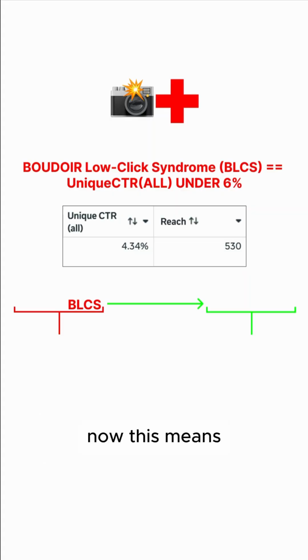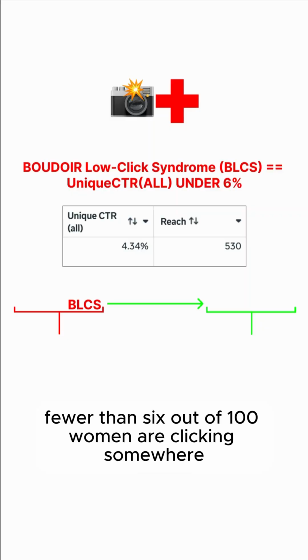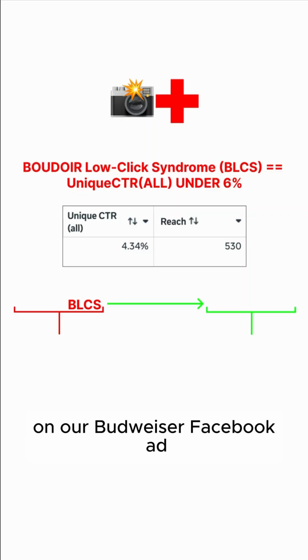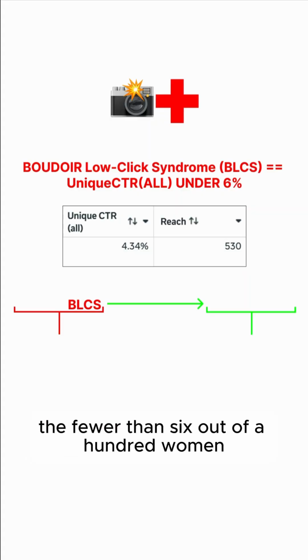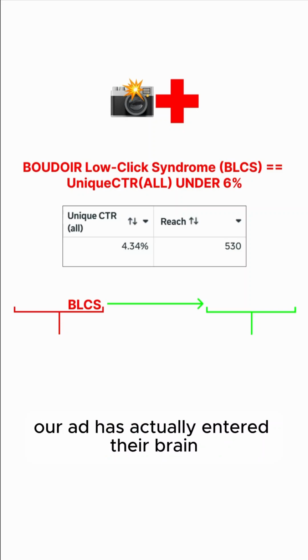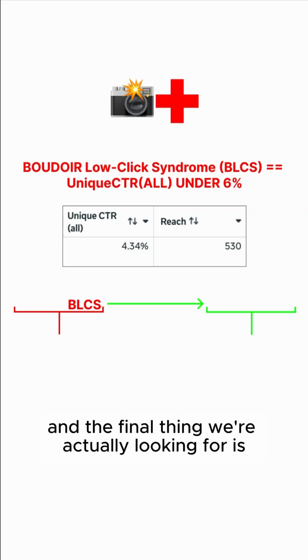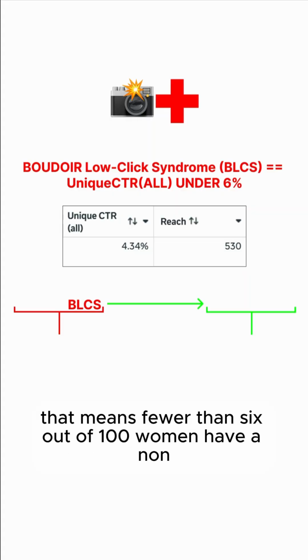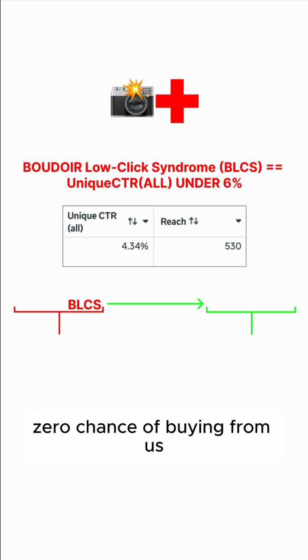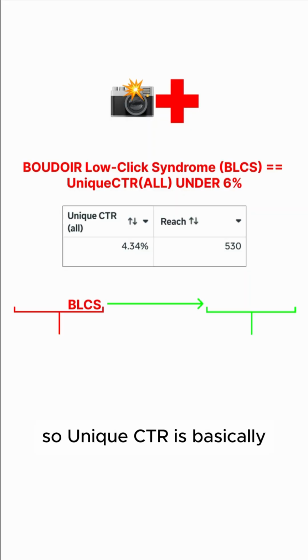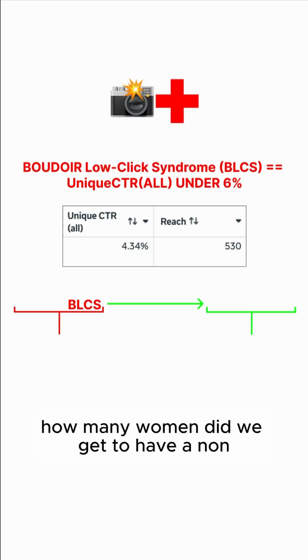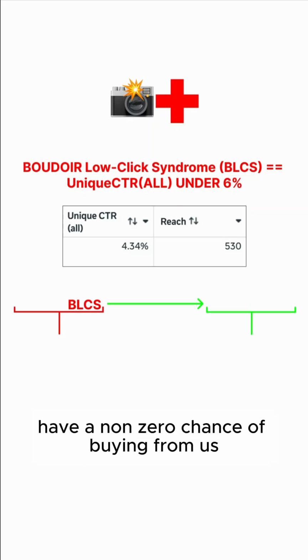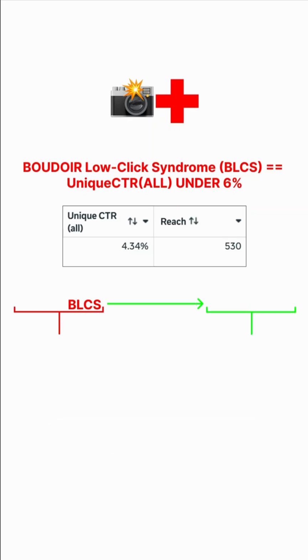Now, this means fewer than 6 out of 100 women are clicking somewhere on our Boudoir Facebook ad, which means our ad has actually entered their brain only for fewer than 6 out of 100 women. And the final thing we're looking for is that fewer than 6 out of 100 women have a non-zero chance of buying from us. So unique CTR all is basically how many women out of 100 did we get to have a non-zero chance of buying from us. That's literally what it is.